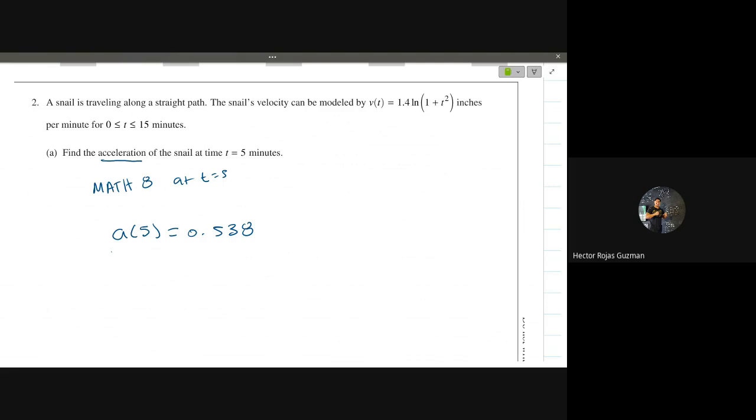And put the units just in case. The velocity is given in inches per minute, so the acceleration is going to be inches per minute squared. You know what? I'll even give a sentence just in case. The acceleration of the snail at t is equal to 5 is 0.538 inches per minute squared.